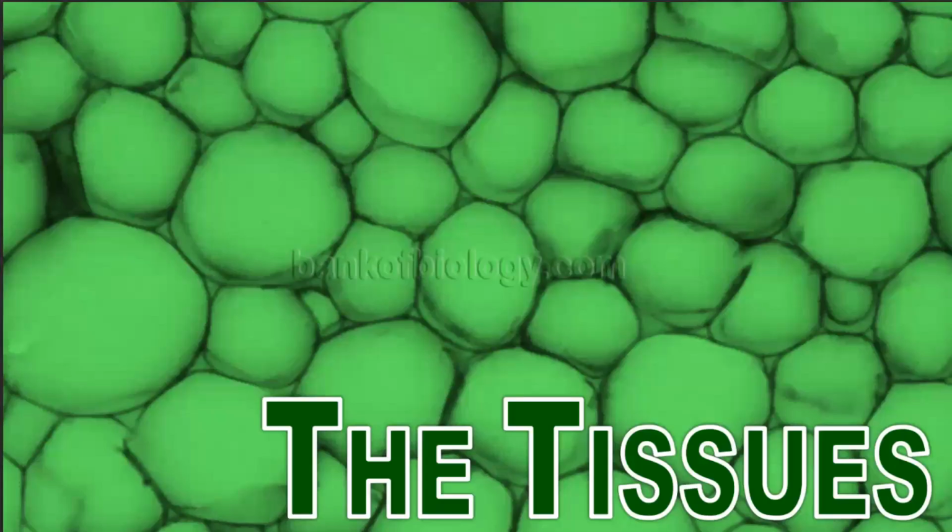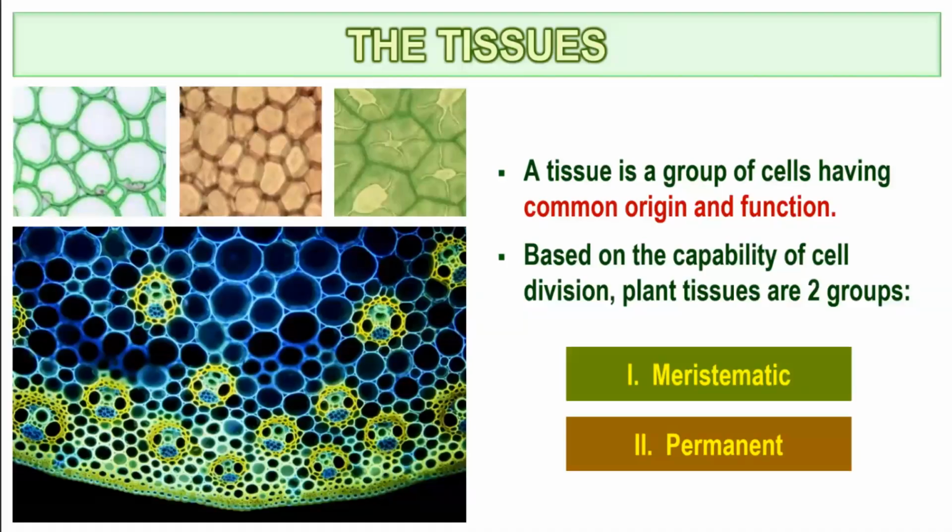Next, the tissue. What is the tissue? It is a group of cells. A group of cells with similar function, origin, and structure. Okay. So a tissue is a group of cells having common origin and function. It should originate from a common cell.